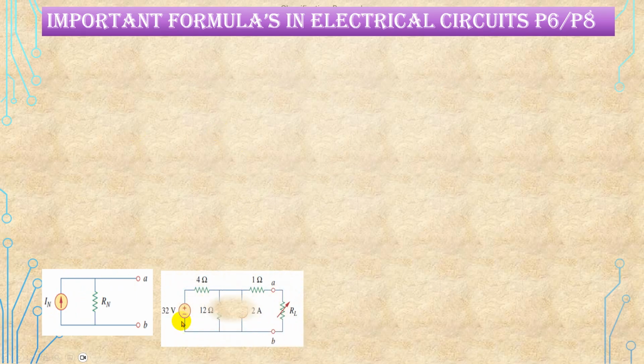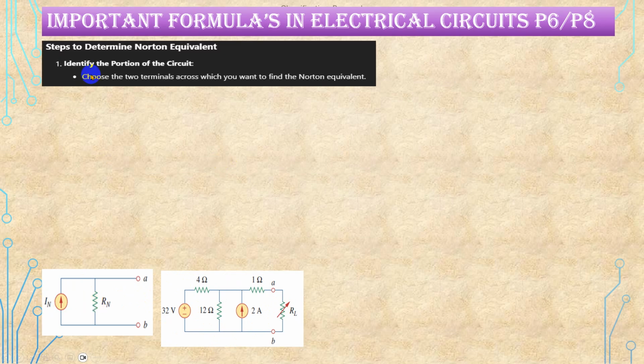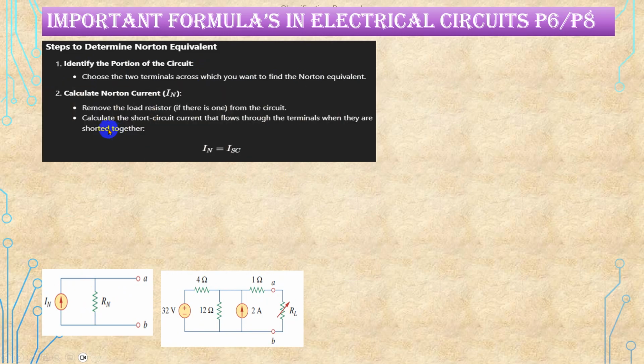Okay, what are the steps? For example, this is the same circuit I am using here. This is the RL, and this is your circuit where we have to make the equivalence with a current source and a resistance in parallel. What are the steps? Identify the portion of the circuit, same as in Thevenin's. Choose the two terminals across which you want to find the Norton equivalent. So these are the two terminals where we want to find the Norton equivalent.